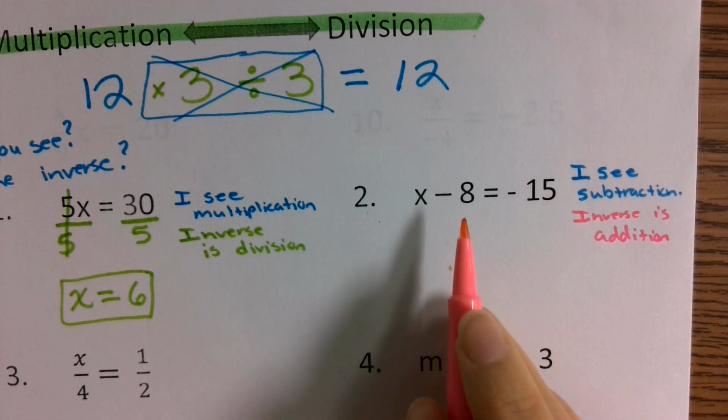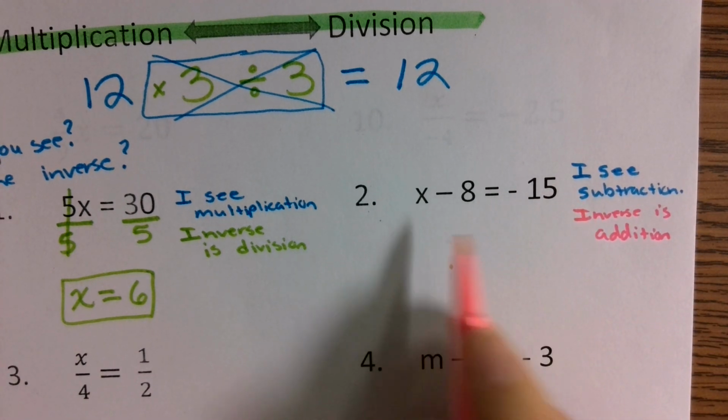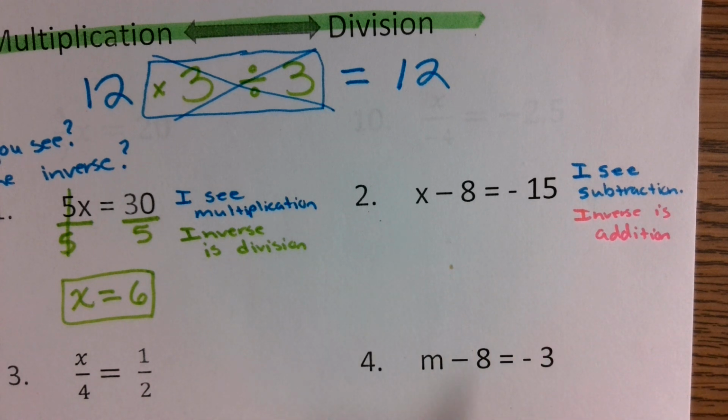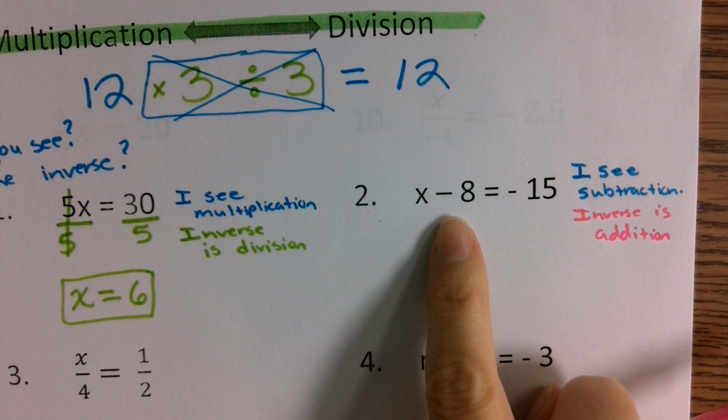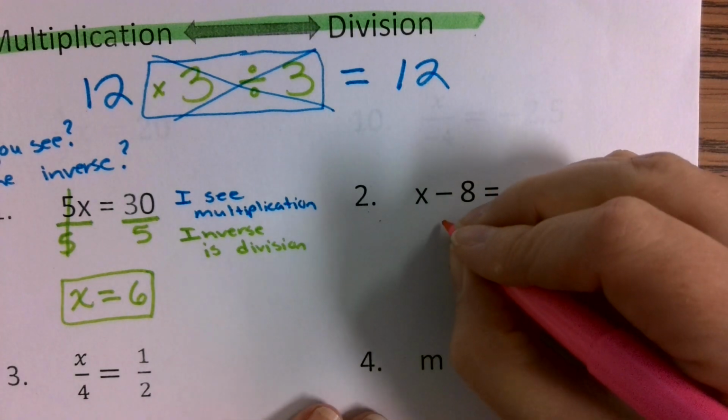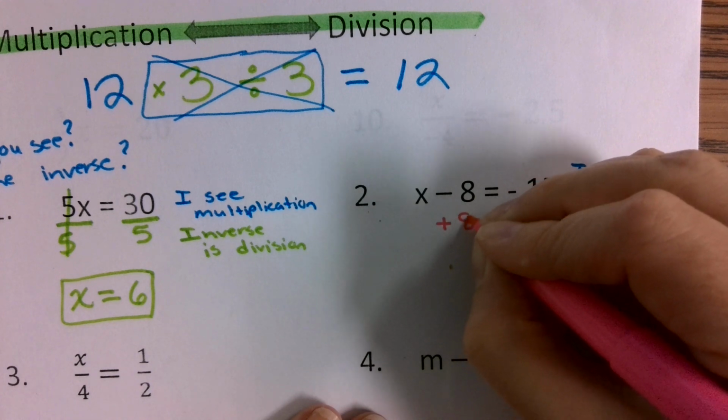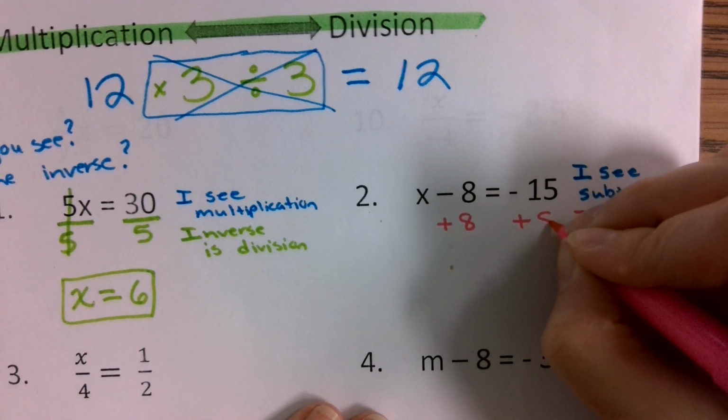So what am I going to add to both sides? If I want to get X all by itself, what am I going to add to both sides? Well, yeah, it's addition, I know, but what number am I adding to both sides? Well, what number was I subtracting? 8. So instead of subtracting 8, I'm going to add 8. We're going to add 8 to both sides.